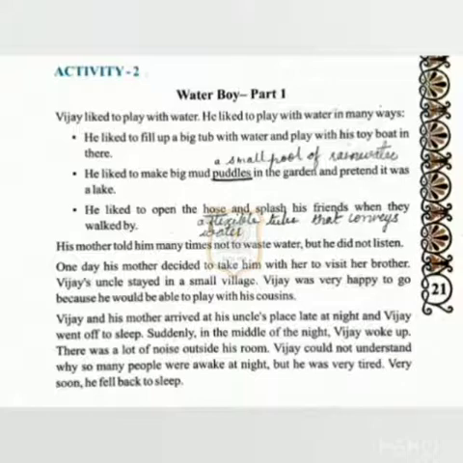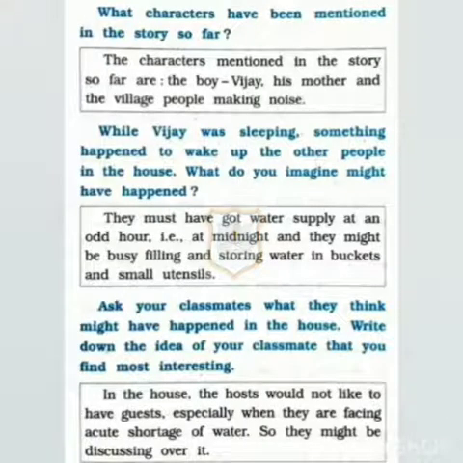So, dear children, next is activity number 3, and it is taken from activity number 2 only. The questions that are given here are taken from activity number 2. So the first question is, what characters have been mentioned in the story so far? The characters mentioned in the story so far are the boy, that is Vijay, his mother, and the village people making noise. Number 2, while Vijay was sleeping, something happened to wake up the other people in the house. What do you imagine might have happened?